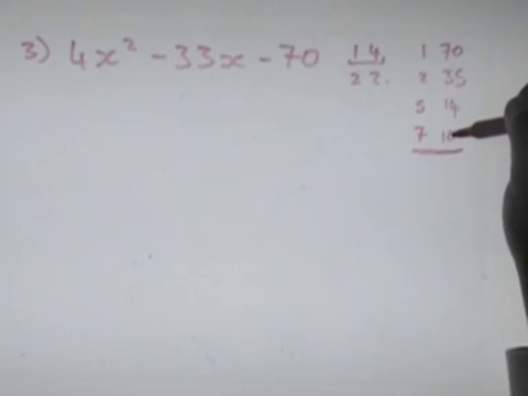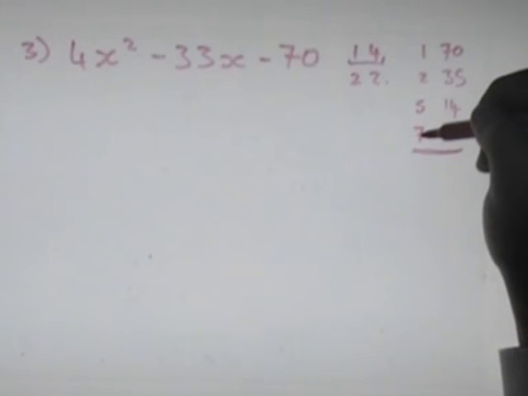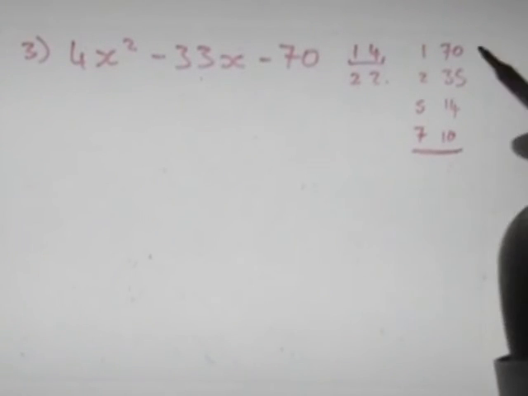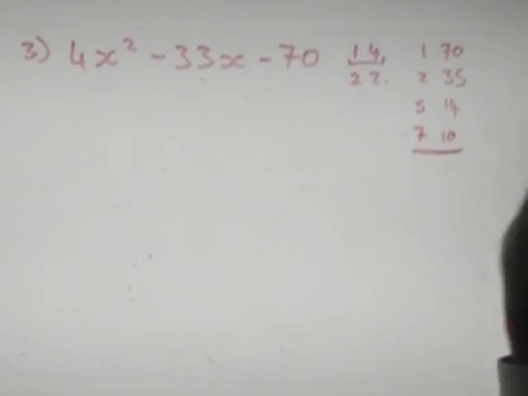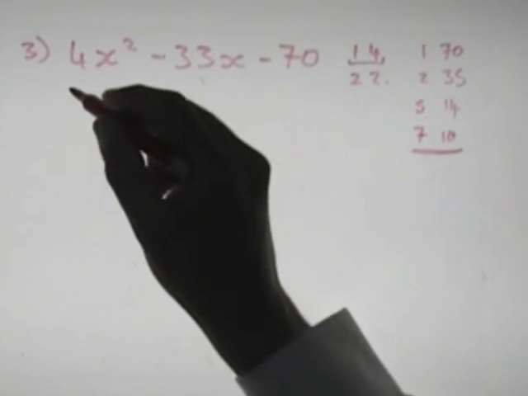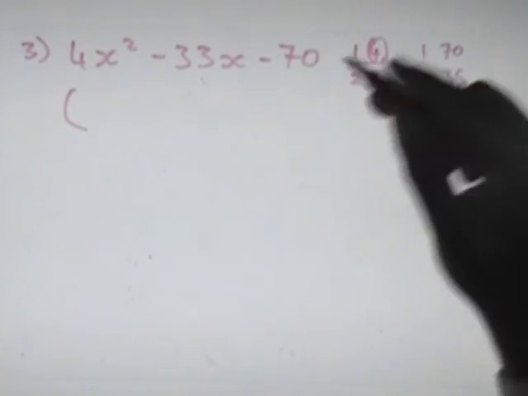4 times 10 is 40. 1 times 7 is 7. 40 minus 7 is 33. Negative 40 plus 7 is negative 33. So that would work. I need to get the 10 with the 4.